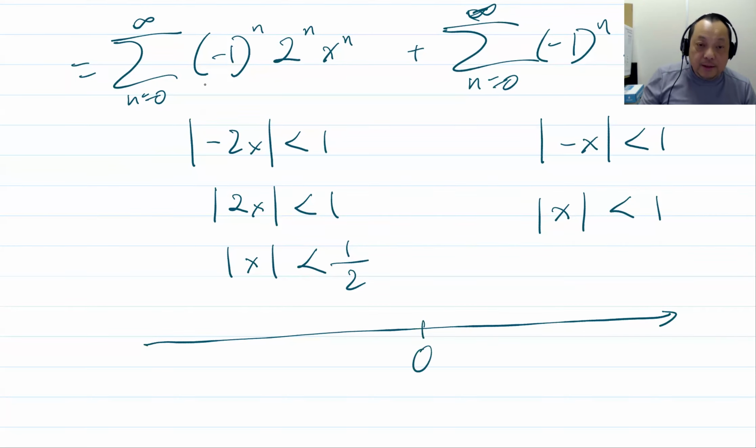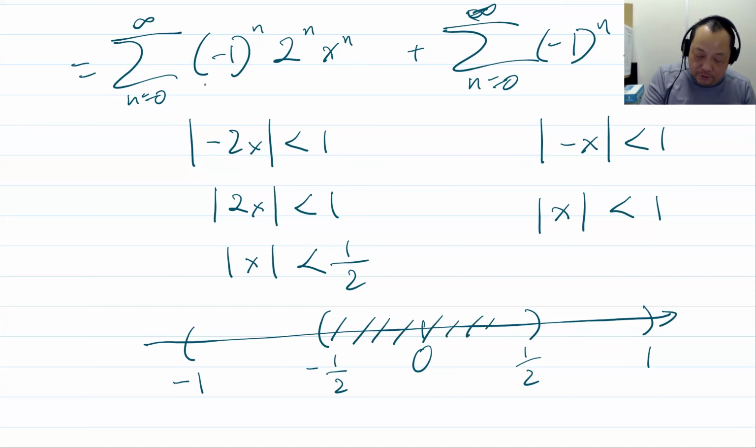On the number line, let's say this is 0. The first series says it's convergent between negative 1/2 and 1/2. The second series says it's convergent, actually absolutely convergent, between negative 1 and 1. So within this interval here, both series converge absolutely. And when you have 2 power series that converge absolutely on a shared interval, we can apply a theorem that says we can just combine them together term by term.